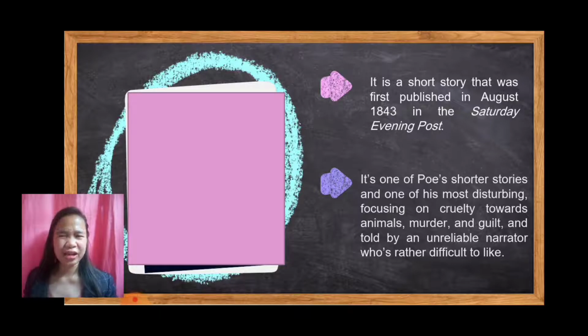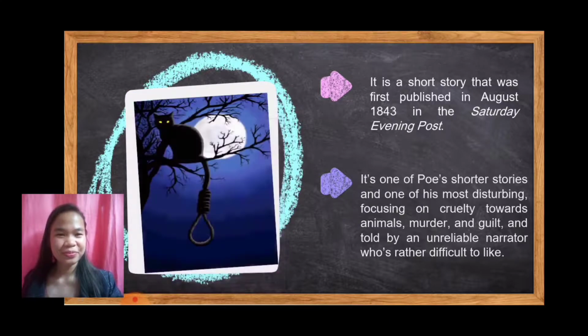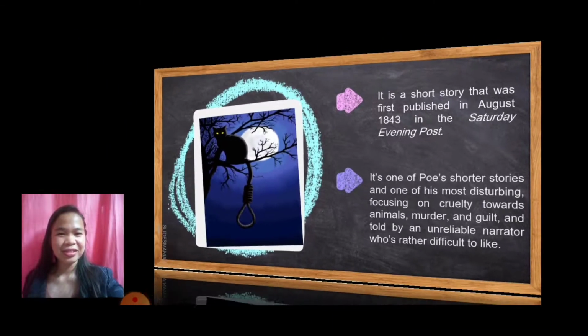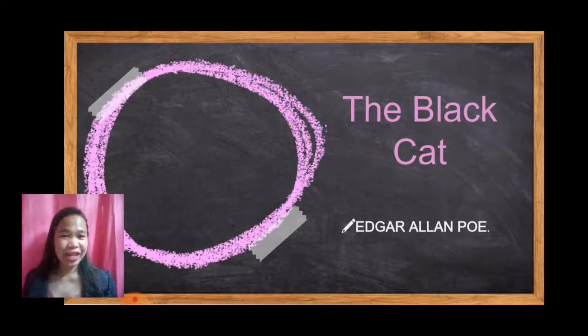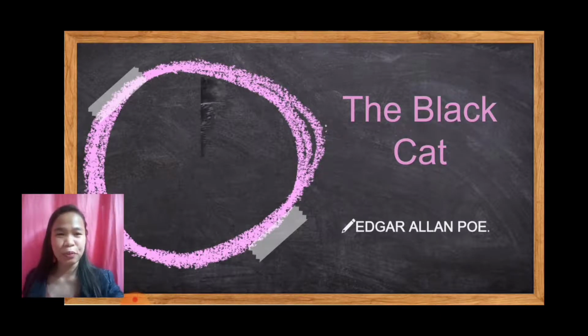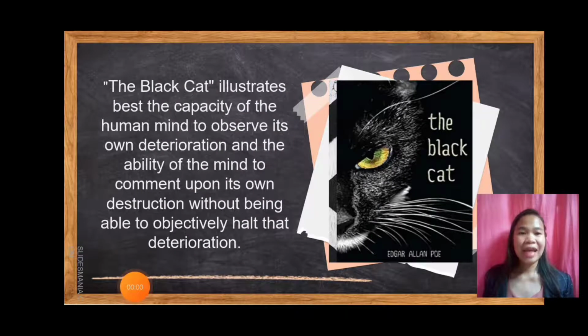What do you think is the title of the story that you are going to read for today? And this is the last hint. So, the short story that you are going to read for today is entitled The Black Cat by Edgar Allan Poe. The Black Cat illustrates best the capacity of the human mind to observe its own deterioration and the ability of the mind to comment upon its own destruction without being able to objectively halt that deterioration.